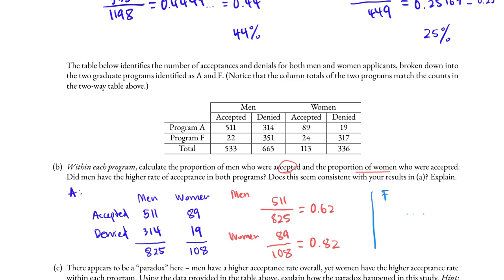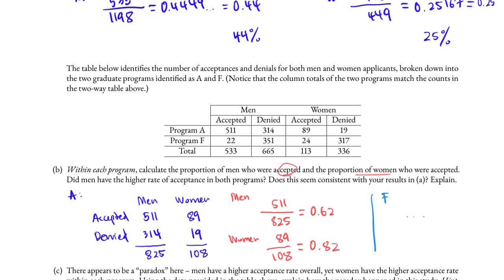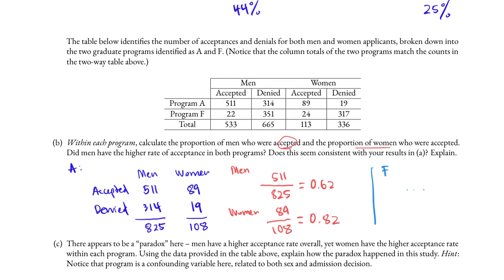Follow the same procedure. There appears to be a paradox here. Men have a higher acceptance rate overall. Overall, men got accepted 44% of the time, and women got accepted 25% of the time. So men got accepted more. Yet, women have a higher acceptance rate within each program. We saw this in program A, and we will see it again in program F if you finish the computation. Using the data provided in the table above, explain how the paradox happened in this study.